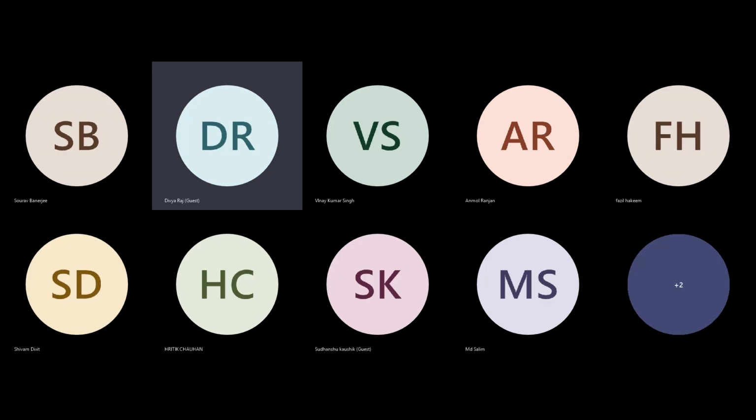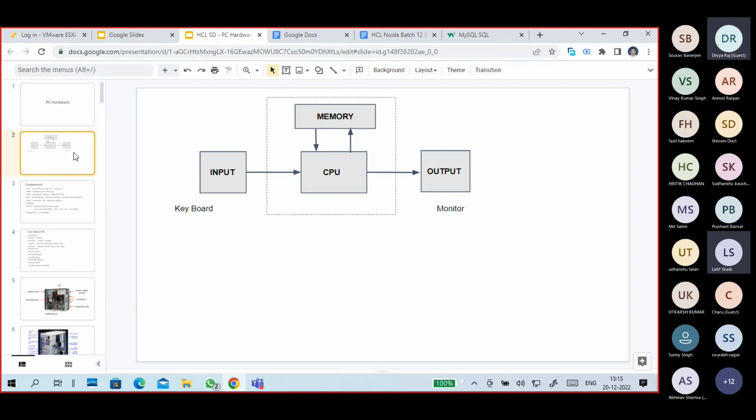Hardware. Okay, this is the traditional block diagram of a computer: CPU, memory, input, output, right? So you give an input from your input devices like a keyboard to your CPU. The CPU processes it, and if required, it stores data in memory, or it will retrieve the data or instructions from memory. Then it processes it and shows it on your output device.